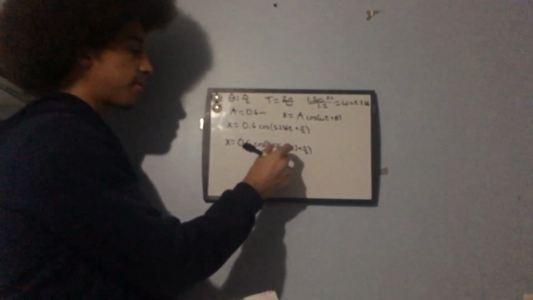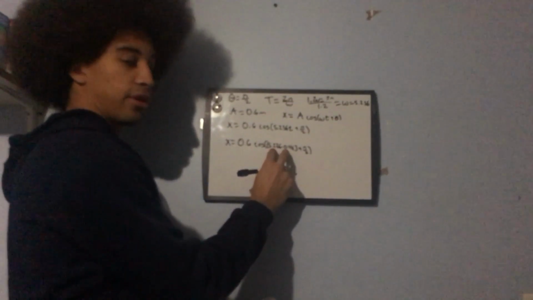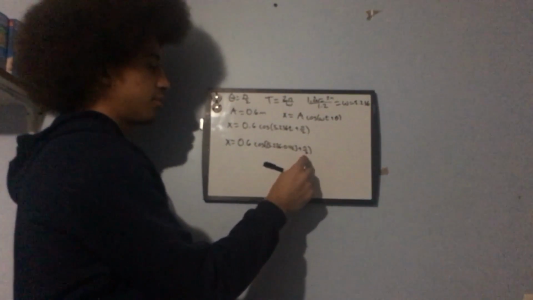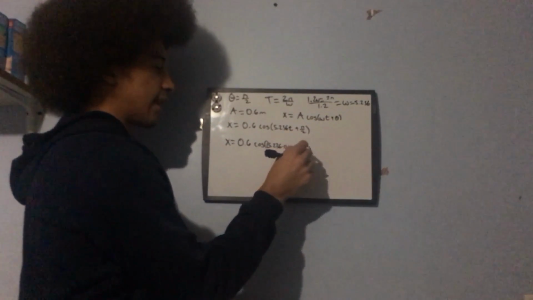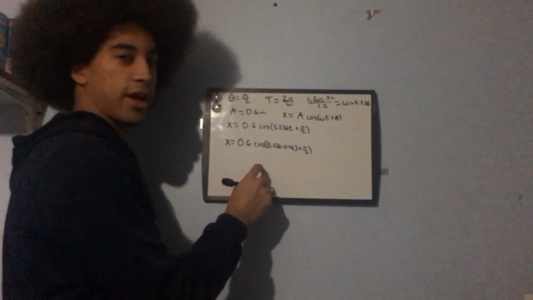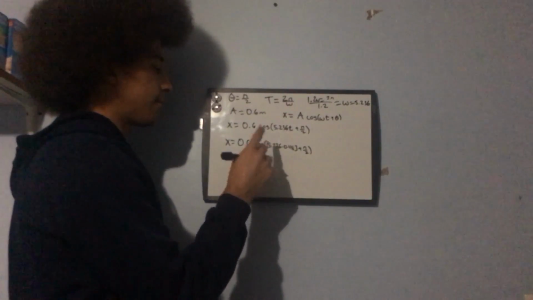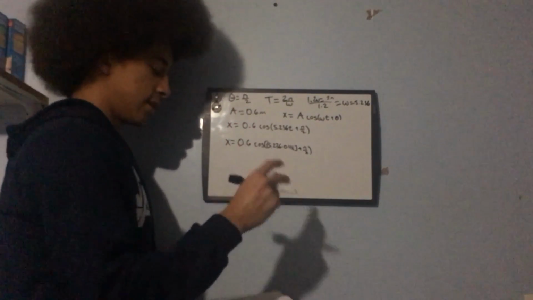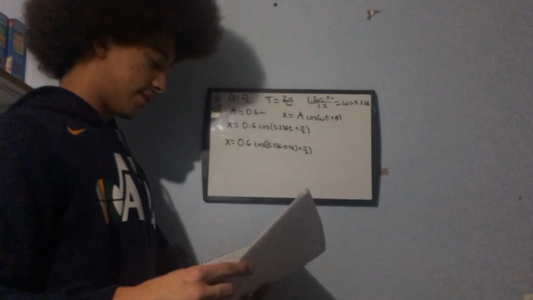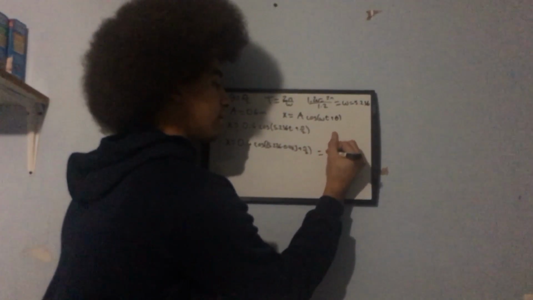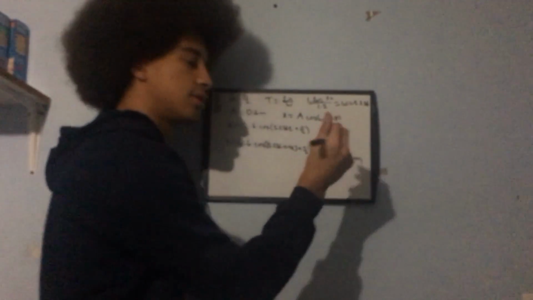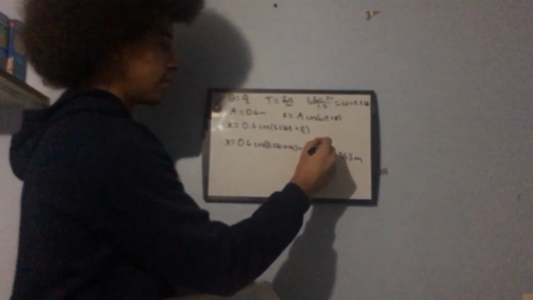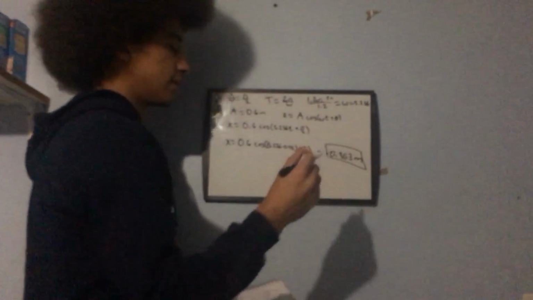So then when you multiply these two numbers and add it to pi over 2, whatever number you get, you do cosine of that number and multiply that by 0.6. And what you'll end up with is negative 0.353 meters. And that is the answer to problem 65.